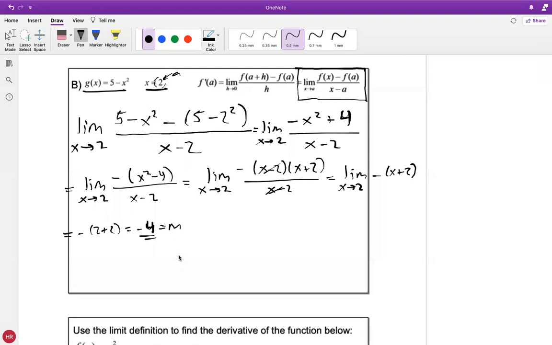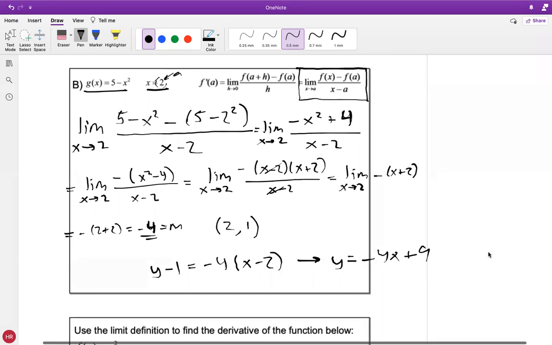And the point is, so x is 2. And y, g of x is 5 minus 2 squared, which is 1, right? So my point is (2, 1). My slope is m, so I do y minus 1 equals negative 4 times x minus 2, and I'm done. If you're feeling like doing it this way, you get negative 4x plus 9. It's point-slope form versus slope-intercept form, but either one of these answers is fine. I really don't care which one you use.